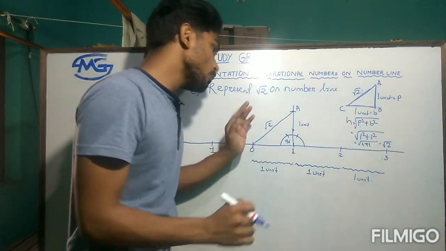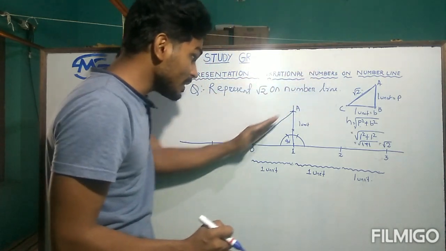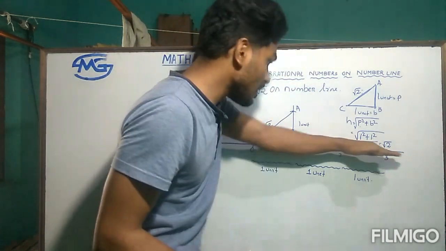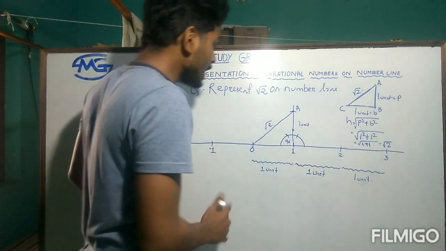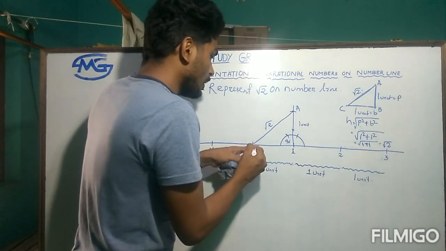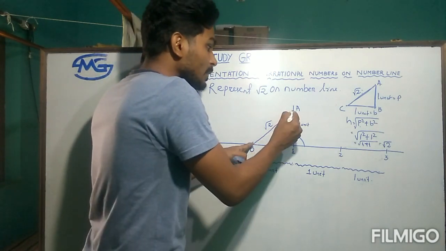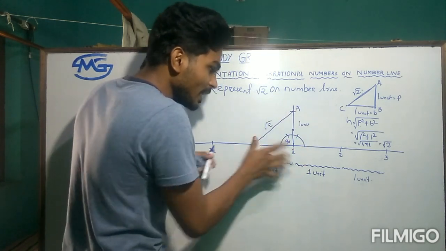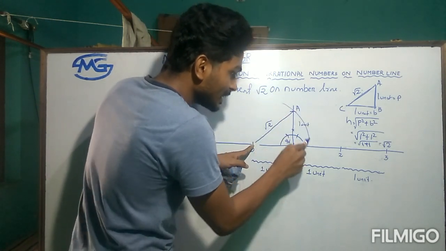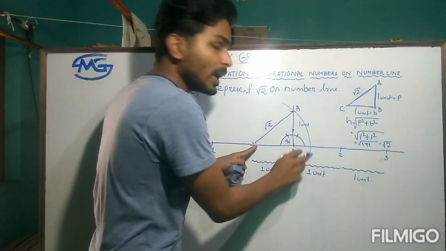Got it? So we have determined root 2, but it is not on the number line, because this is the number line. So we have to represent root 2 on the number line. How? For this we have to put the tip of the compass here, the pointed end of the pencil here, and make an arc like this. Got it? Then we see the arc we have drawn.